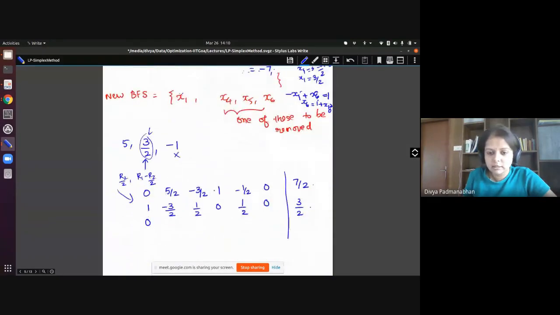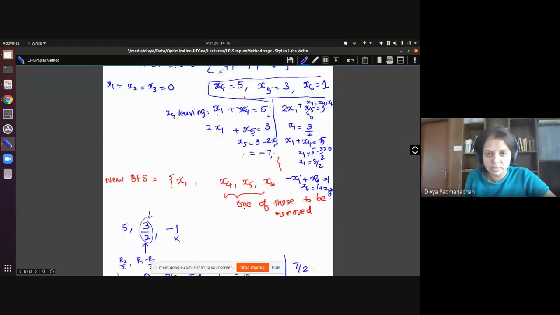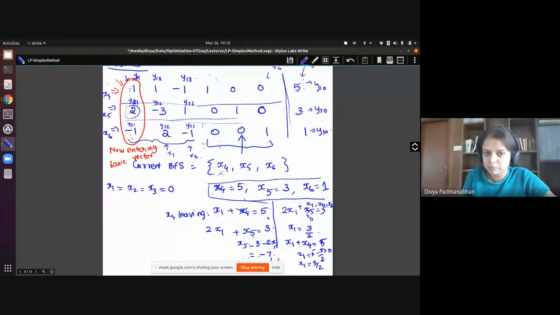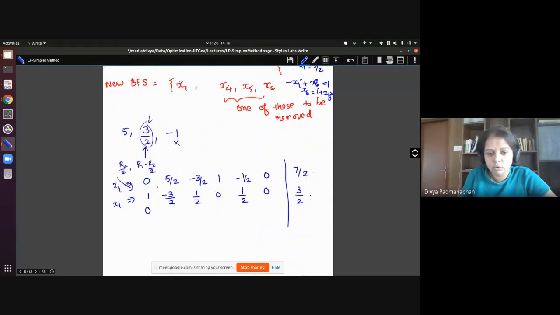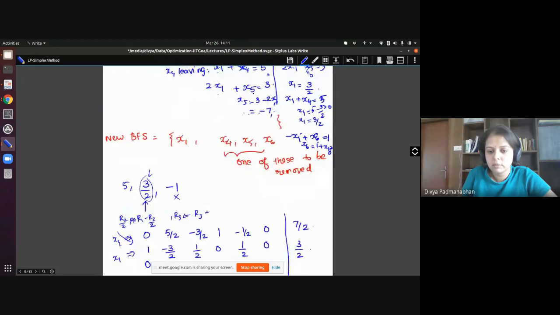So this would still correspond to x4. Now this corresponds to x1. So let's write the last row as well. In the last row, we had a minus 1 here, and that had to become a 0. So the way you would do this is you would take the last row and add half times the second row. So R3 becomes R3 plus R2 by 2.